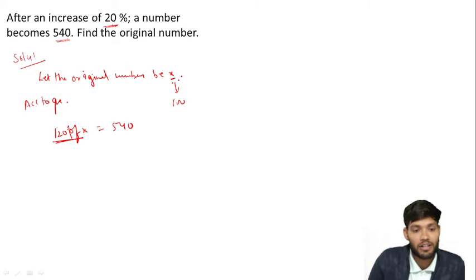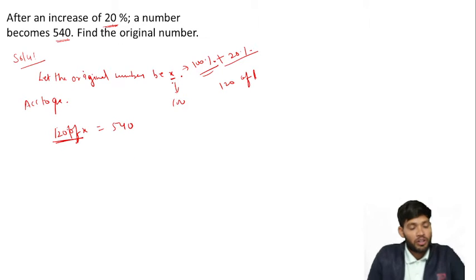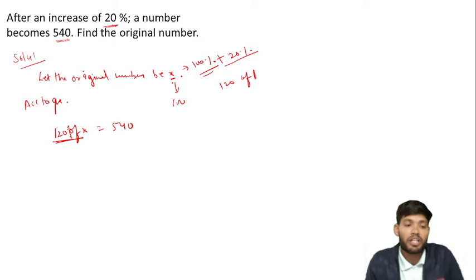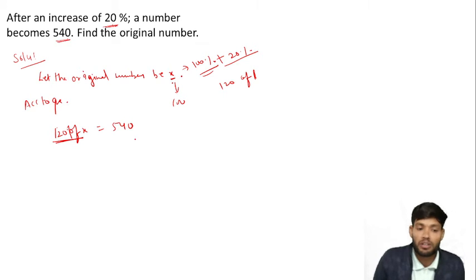Because x is already 100% in itself, when it increases by 20%, it becomes 120% of x. So we have to take 120% of x directly. Now, 120% of x is equal to 540. That means after the 20% increase, it becomes 120%, and the number is 540.